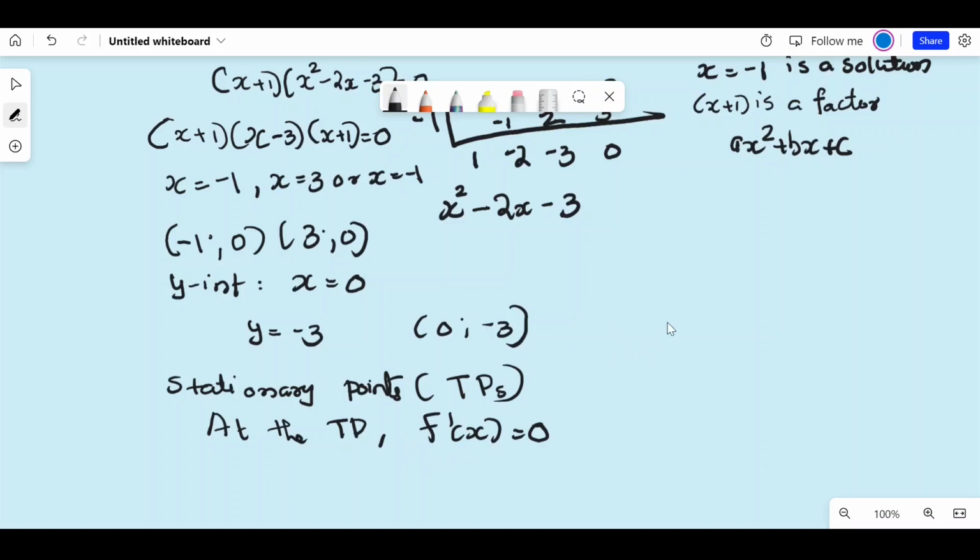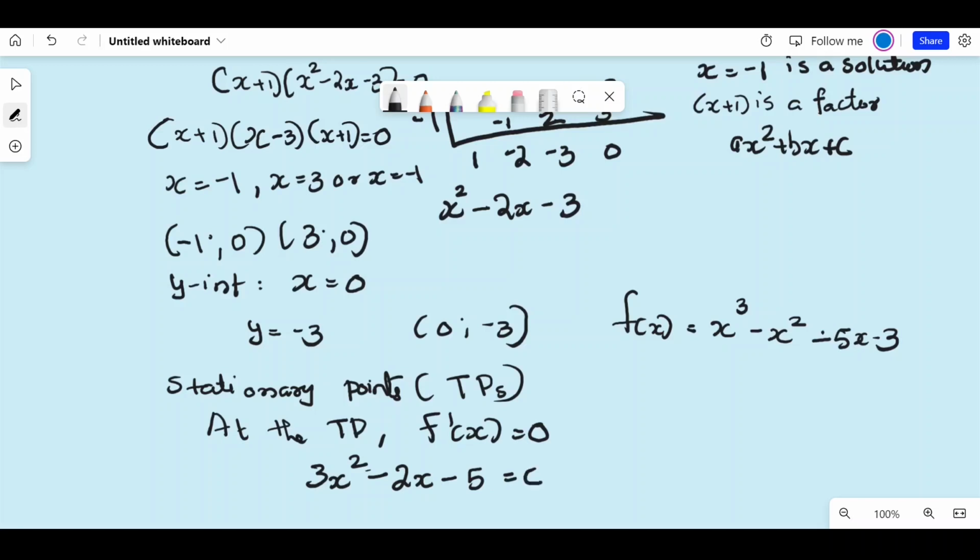Now we need to take the derivative of the function. Let me write the function here for you. f(x) equals x cube minus x square, sorry, minus 5x minus 3. That was f(x). So what is f prime x? Therefore f prime x will be 3x square minus 2x minus 5.